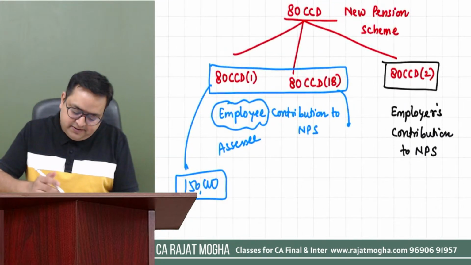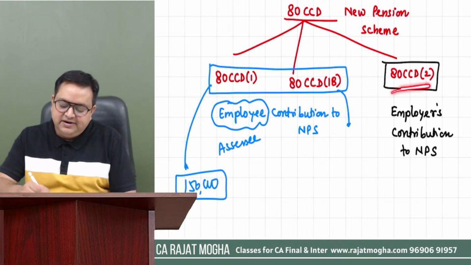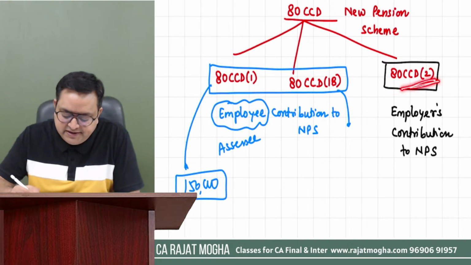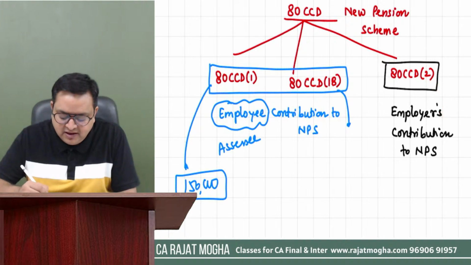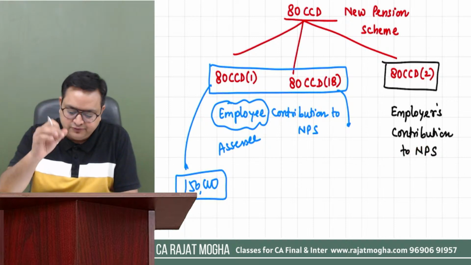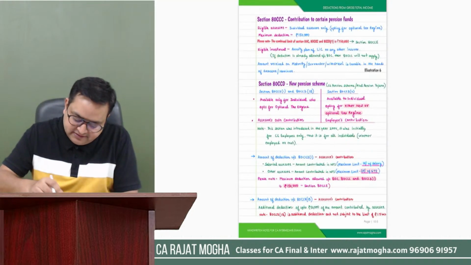This is 1B, and then we have 80 CCD2. 80 CCD2 is related to employer's contribution to NPS. Whatever the employer is contributing, you can claim deduction, but how much deduction you can claim? There is a limit also. So let me read this first.